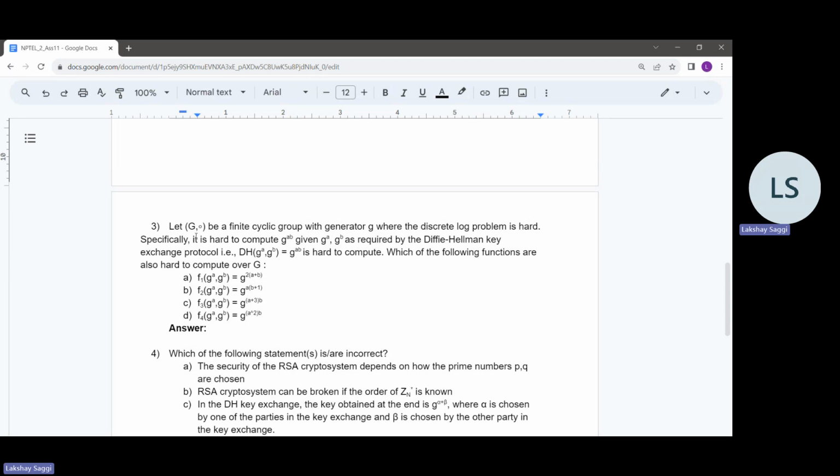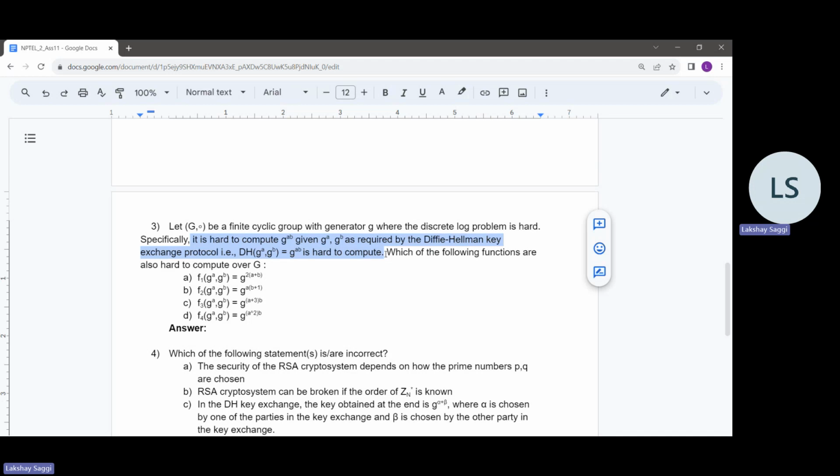This says: let (G, o) be a finite cyclic group. I'll assume that you know what a cyclic group is, what the generator of that group is, and what the discrete log problem is. This has all been covered in the lectures. So, let (G, o) be a finite cyclic group with generator g where the discrete log problem is hard. Specifically, it is hard to compute the value of g raised to the power ab given g raised to the power a and g raised to the power b.